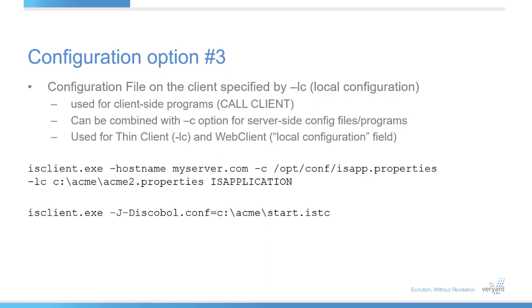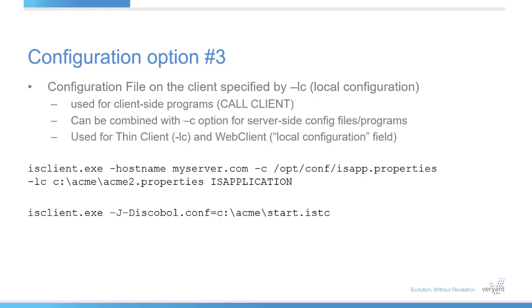So remember that the configuration file is always referred to in terms of where it is in relationship to the client. In other words, if the configuration file is on the client side, it's local. If it's on the server, then it's remote to the client. Now, you can combine that -c and the -lc to include two different properties files, one on the server and one that's local. When the local program is called, the runtime knows to use the properties file passed with the -lc switch. So let's look at the examples.